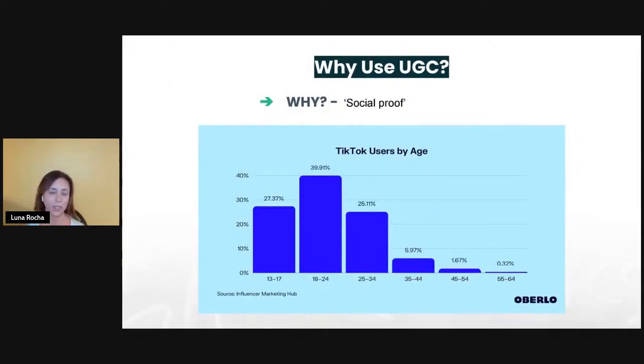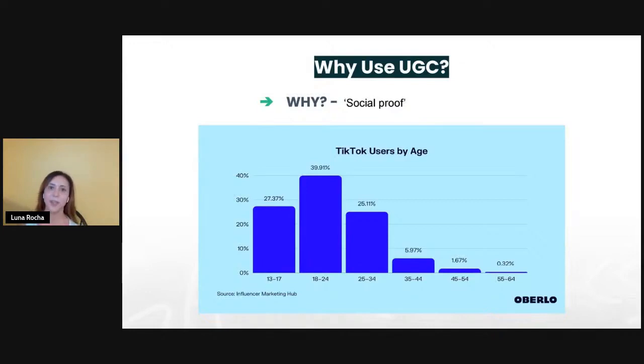Why use UGC? What makes this content more enticing than content produced by brands? Well, according to a Business Wire report, consumers are 2.4 times more likely to view UGC as authentic when compared to content created by brands. So the appeal is that it mirrors the look and feel of organic.